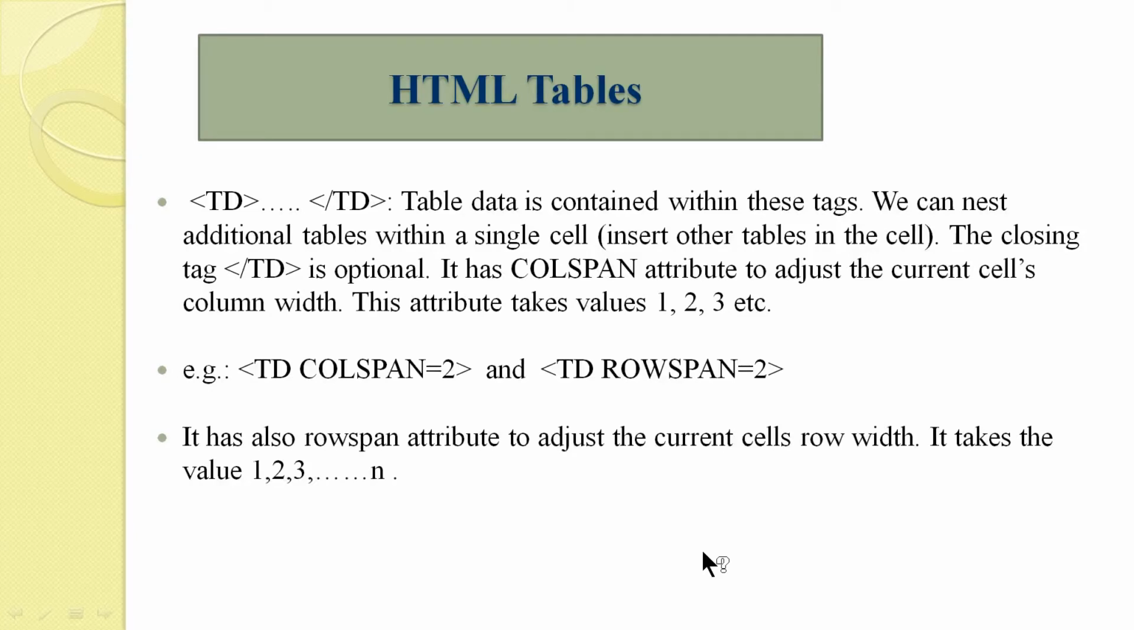Next we have colspan and rowspan. These are the attributes of the TD tag. They specify the number of columns or rows a cell should span. Both attributes take the values 1, 2, 3, and this can go up to n. Here we have the example: angle bracket TD tag with attribute colspan equals 2, and TD tag with rowspan equals 2.